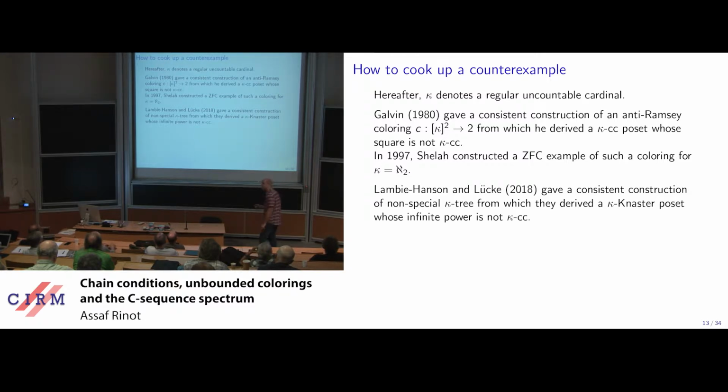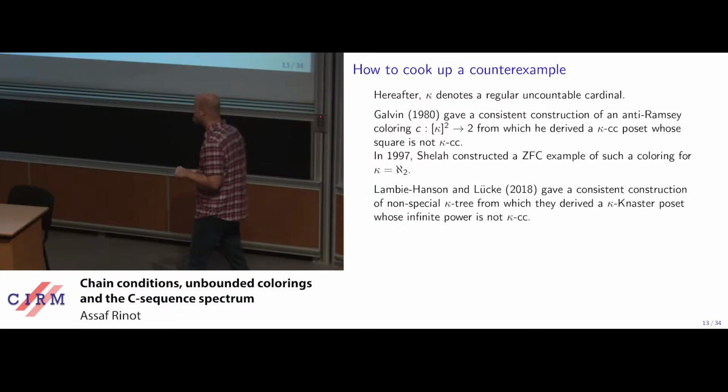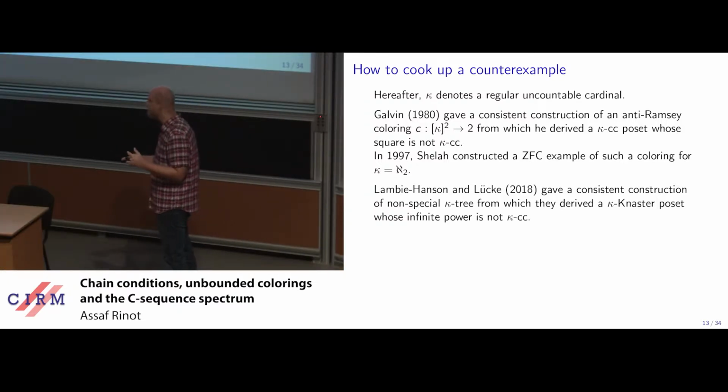They were constructing non-special kappa Aronszajn trees, and they used them to derive kappa-cc posets whose infinite power is not kappa-cc. You cannot expect the finite power to be not kappa-cc, but the infinite power would be, conceivably. So their approach wasn't to use colorings, they are using trees. And how do they connect it to weakly compact cardinals?